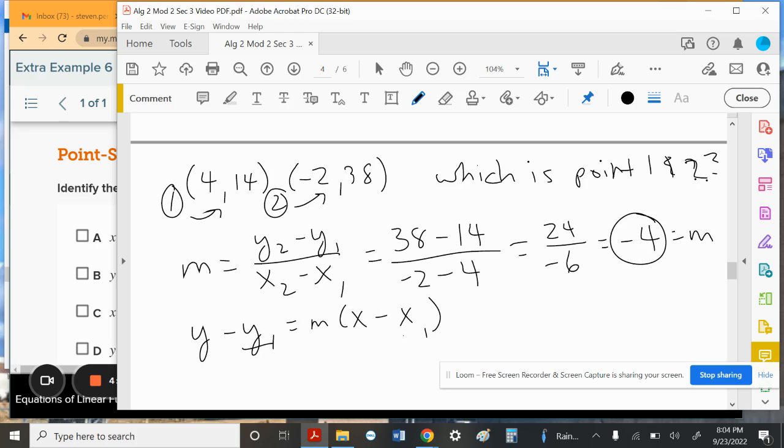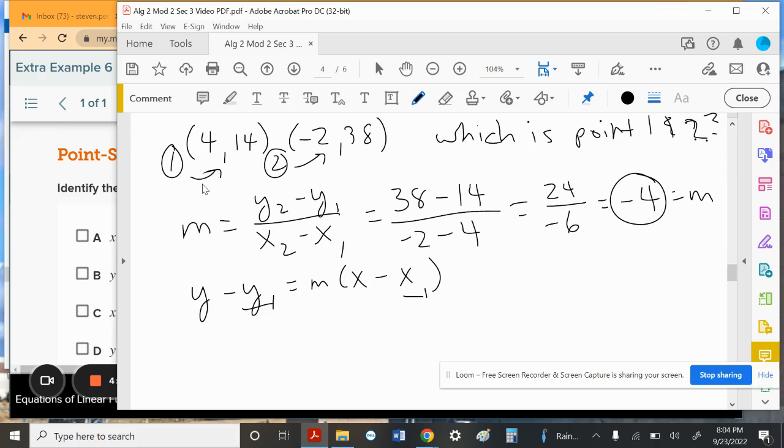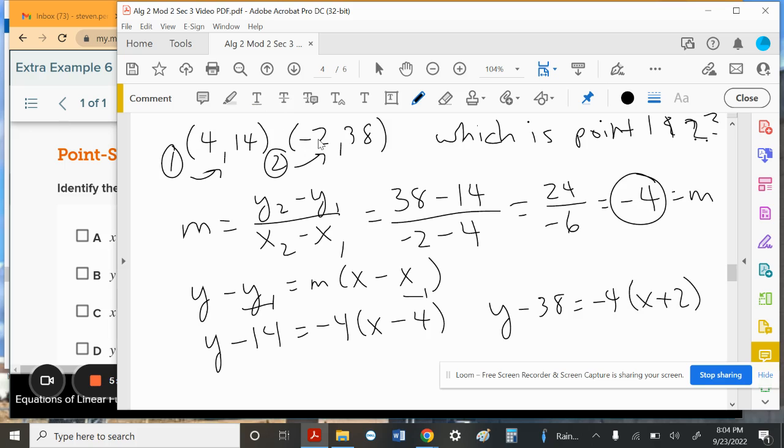And this just says, remember, any point that's on the line. So we could either use point 1 or we can use point 2. Since these numbers are a little bit smaller, I'm going to use these two. So I'm going to say y minus 14 equals negative 4 times x minus 4. That's one answer. If I were to have used negative 2, we would have y minus 38 equals negative 4 times x plus 2. Okay, because of that negative right there. So these are two possible equations that I could use.